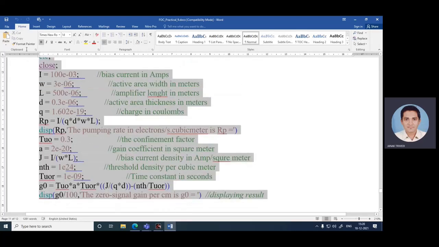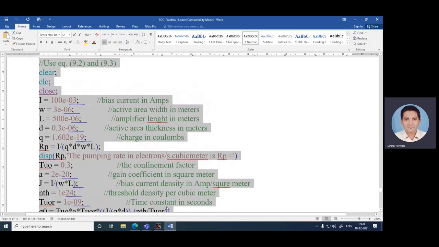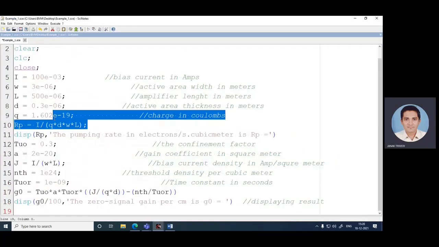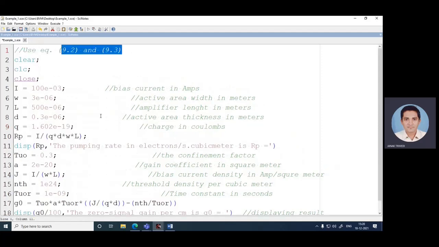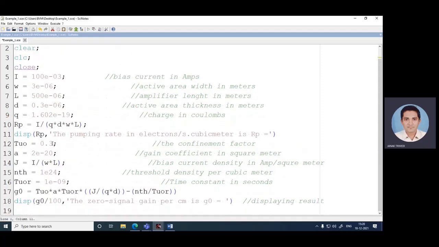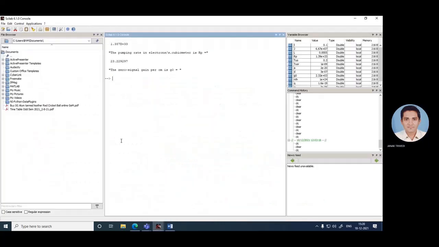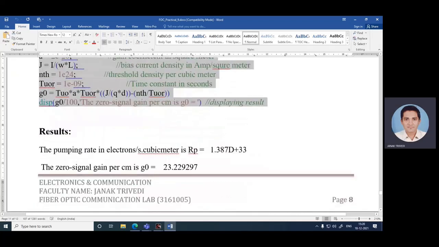So let's try to run this code in the Scilab. We just use equations 9.2 and 9.3 to solve question 2, and display the result with the help of this function. Let's execute this code. So we can check that the pumping rate in electrons per cubic meter per second is 1.38 e plus 33, and the zero signal gain per centimeter is 23.22, and the same results are printed in this particular document.